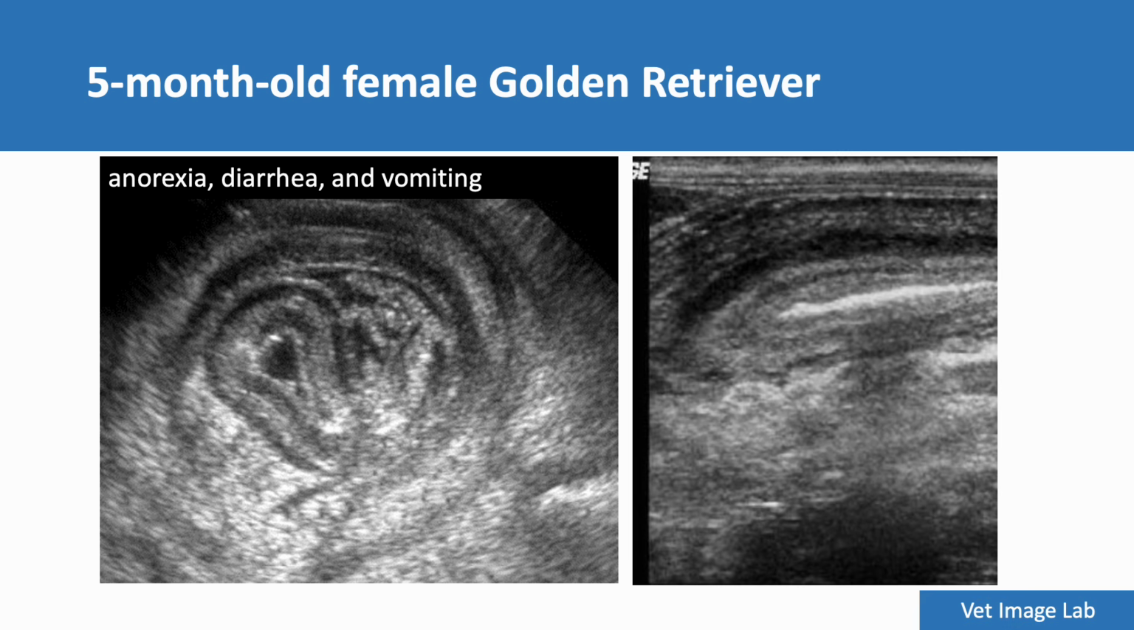In the longitudinal image, multiple parallel bowel wall layers with alternating hyperechoic and hypoechoic lines create the typical sandwich-like pattern. So, by confirming the lesion in both transverse and longitudinal planes, we can confidently diagnose intestinal intussusception.